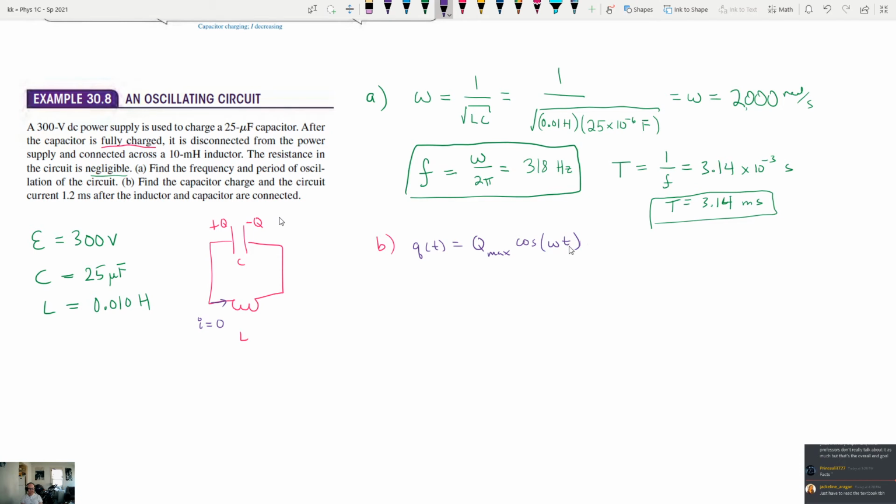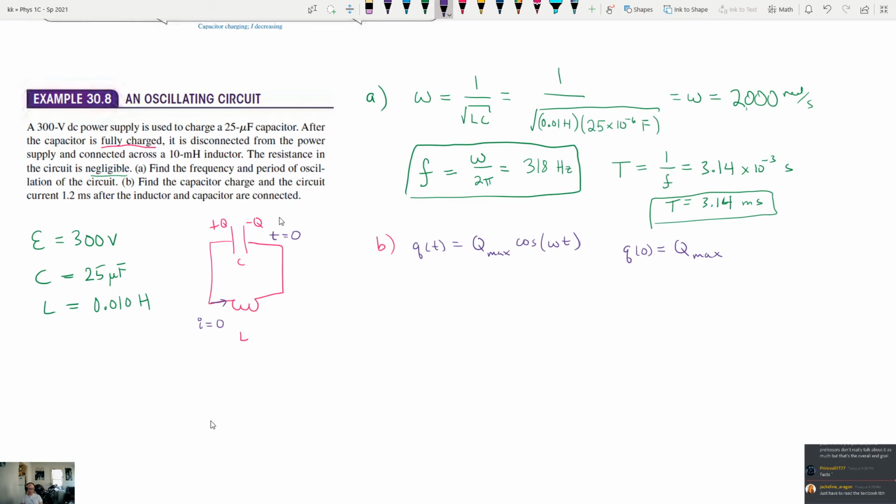If I plug in t equal to 0 here, what do I get? Q of 0 is equal to what? Qmax. Just Qmax. Okay, is that consistent with the picture we have on the left? This is t equal to 0, by the way. I should have said that. Okay, so we're good.